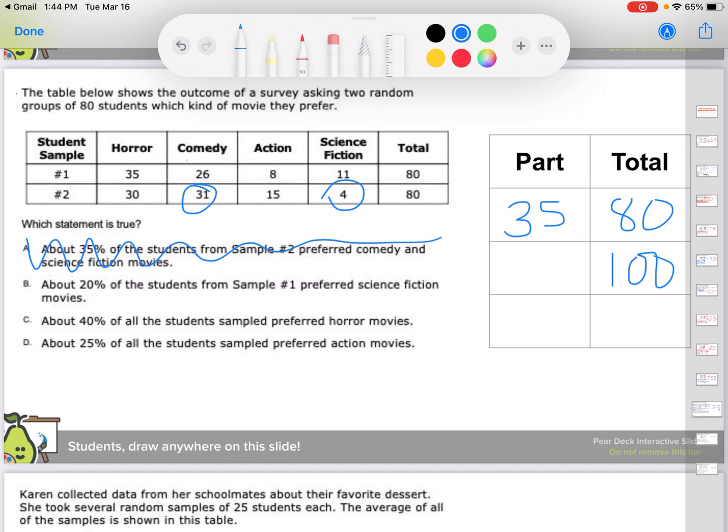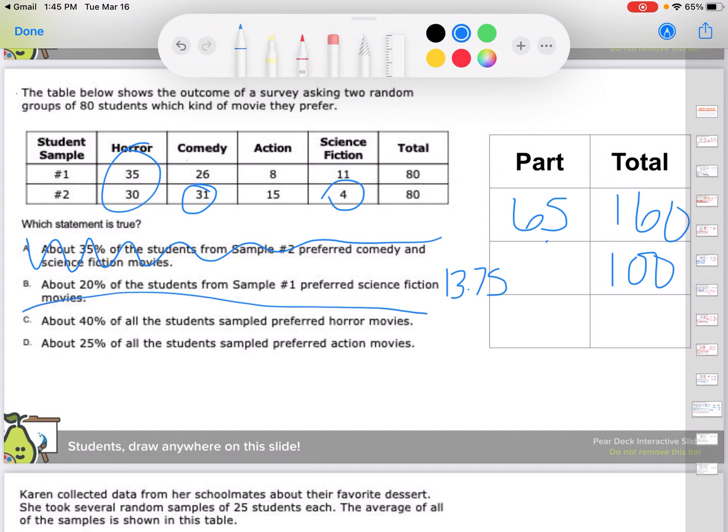20% of students in sample 1 preferred science fiction. So that would be 11. So 100 divided by 80 times 11. I get 13.75. So I don't think that one's right. About 40% of all students preferred horror movies. Well, that means I have to change my total to 160. Preferred horror, so that would be what, 65? So let's check that. So 100 divided by 160 times 65, I get 40%, so I think it's C.